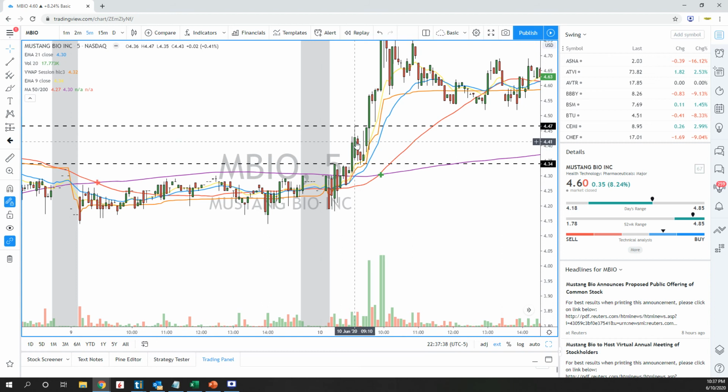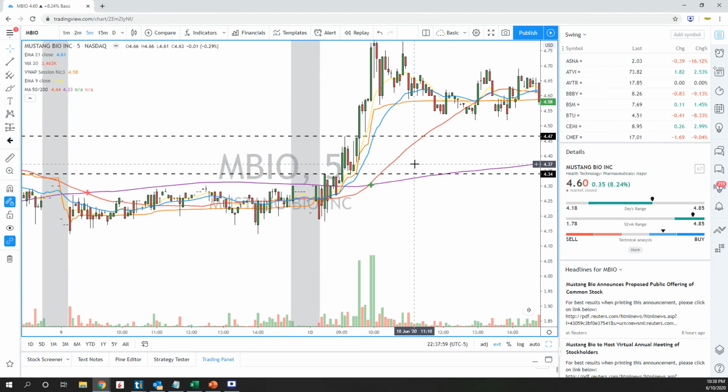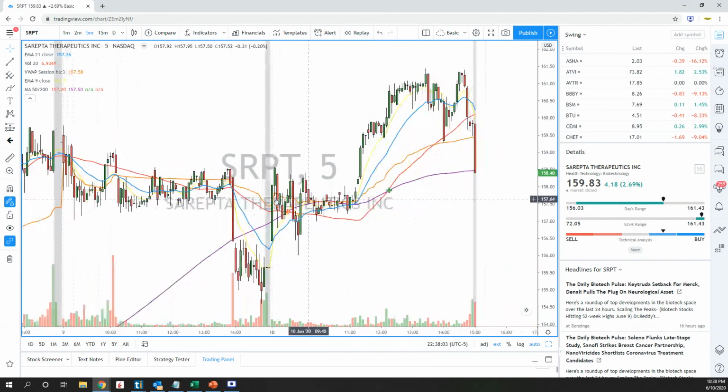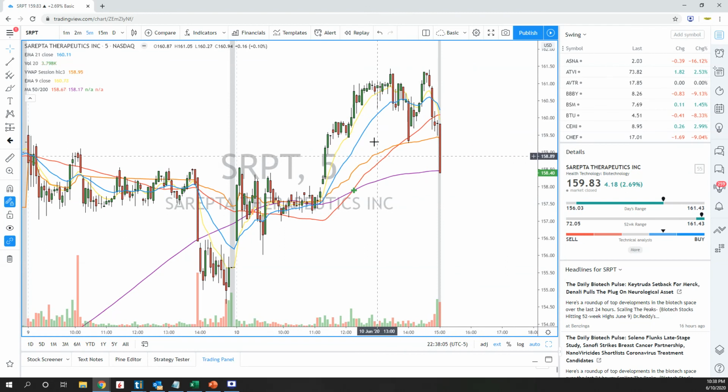So the more times it hits that wall, the higher the probability of it breaking out, right? So if it hits 1, 2, 3, so this just happens 1, 2. Here also 1, just once, right? So the tighter formation that it forms, the higher the probability of it breaking out.